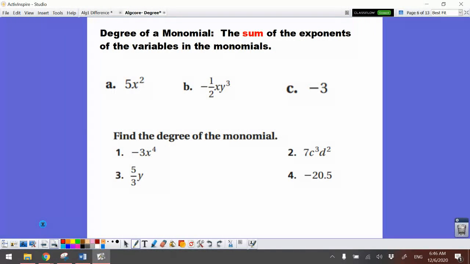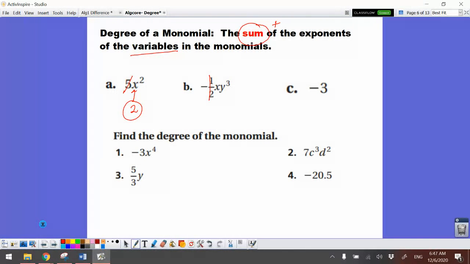Okay, so now we're going to talk about the degree of a monomial. The degree is the sum, which means addition, of the exponents of the variables. Okay, of the variables, not the numbers, the variables in the monomial. So if I'm looking at the variables, I'm going to cross out the 5 because that's a coefficient. I don't care about that. This only has one variable and the power is a 2. So that degree is a 2.